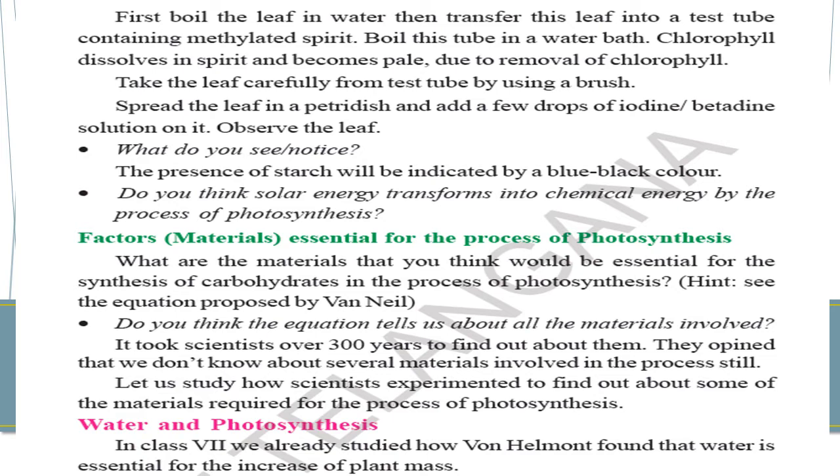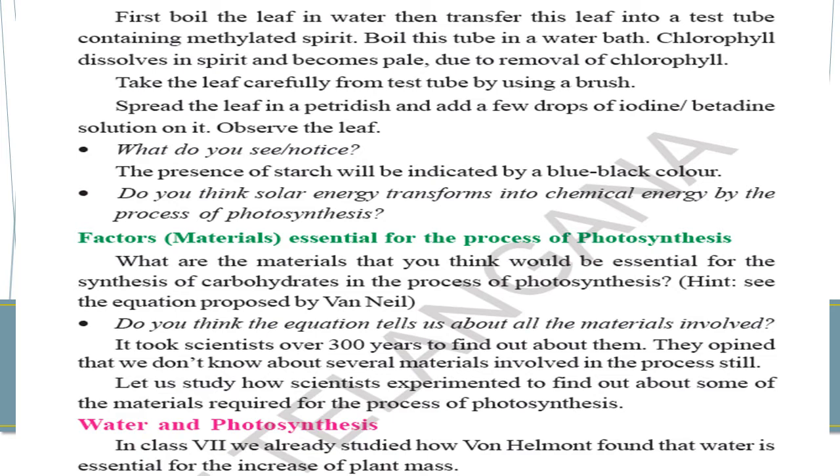Factors or materials essential for the process of photosynthesis. What all things do we need? We can see the materials here. What are the materials that you think would be essential for the synthesis of carbohydrates in the process of photosynthesis? The hint given is to see the equation proposed by Van Niel. Do you think the equation tells us about all the materials involved?